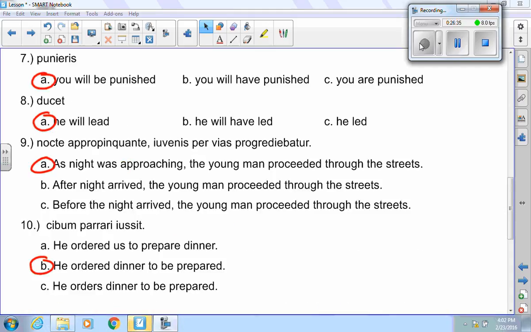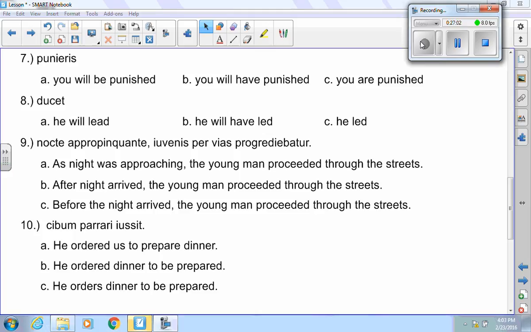You have, he will be punished, he will lead, as night was approaching. That's that present tense being translated as the same tense as the main verb. And then we have parari, which is of course misspelled, but it's to be prepared. He ordered the dinner to be prepared. Passive infinitive.